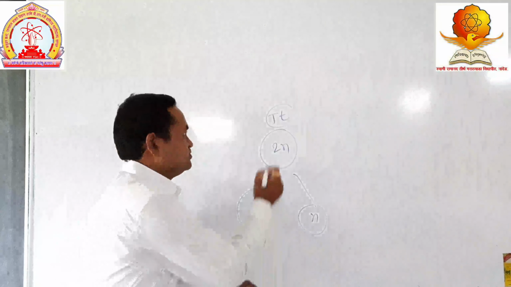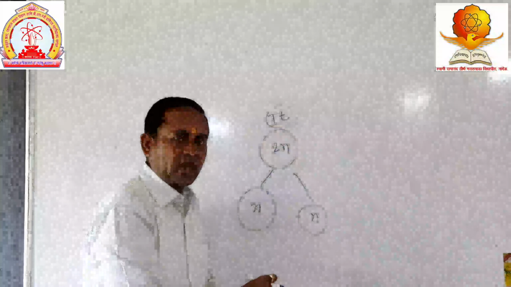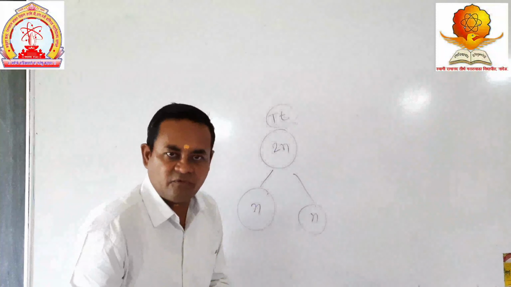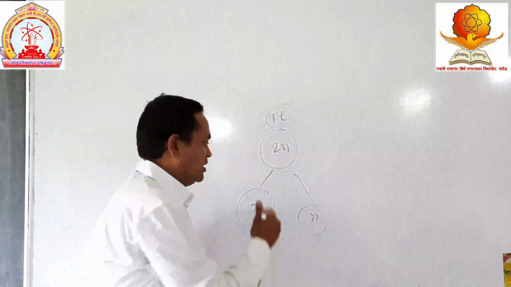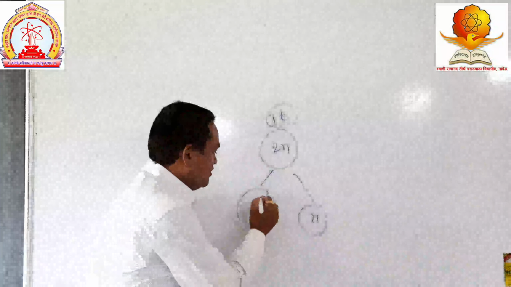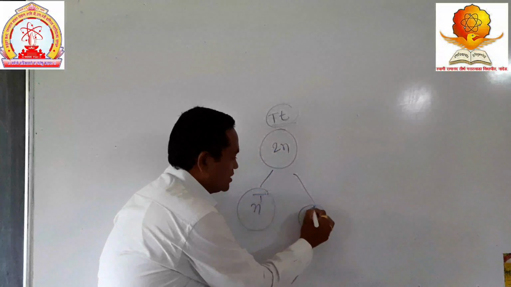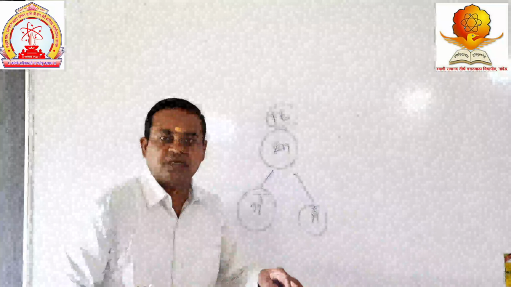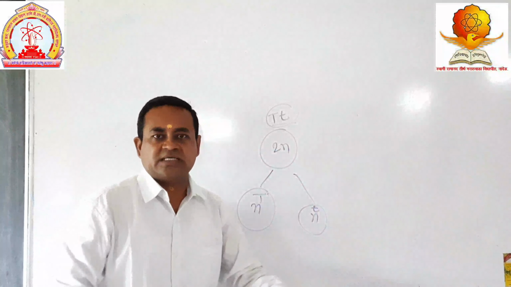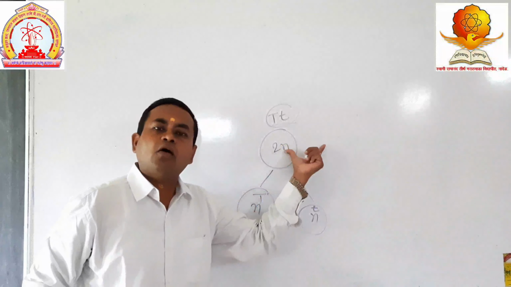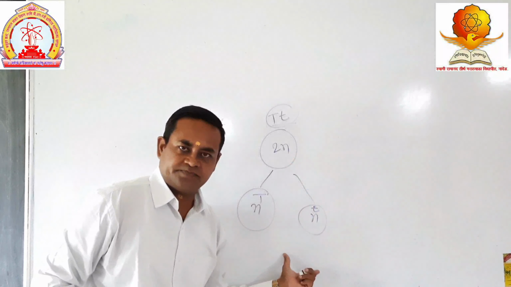Here, if this heterozygous tall plant forms gametes, two gametes will be formed. The first one is capital T, another one is small t, means separation. Here segregation will take place. This is nothing but the law of segregation.